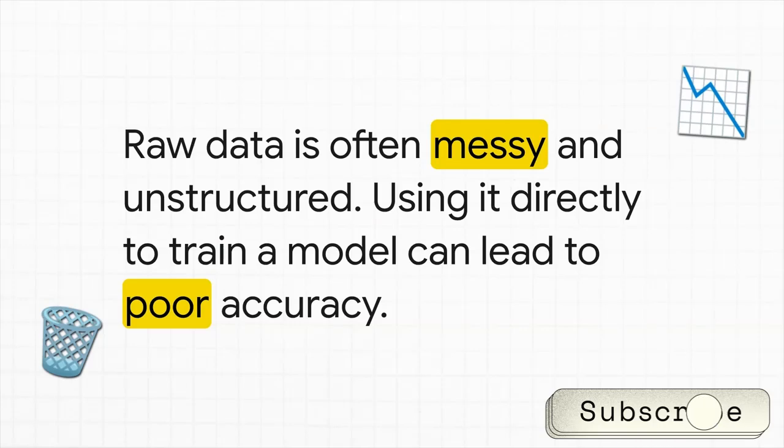And you pretty much never use raw data as it is. Real-world data is frankly a mess. It's usually full of missing values, typos, all sorts of errors. Just throwing that chaos into a model is a guaranteed recipe for failure.